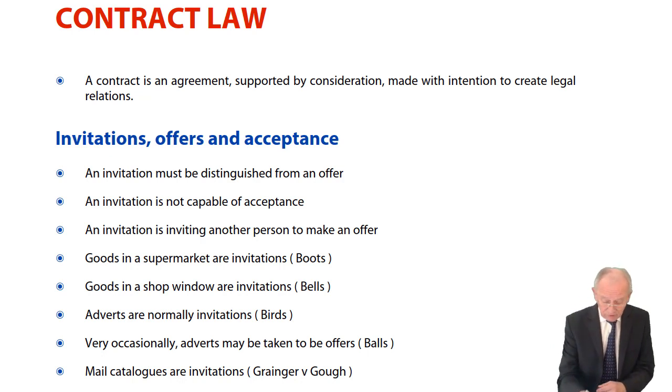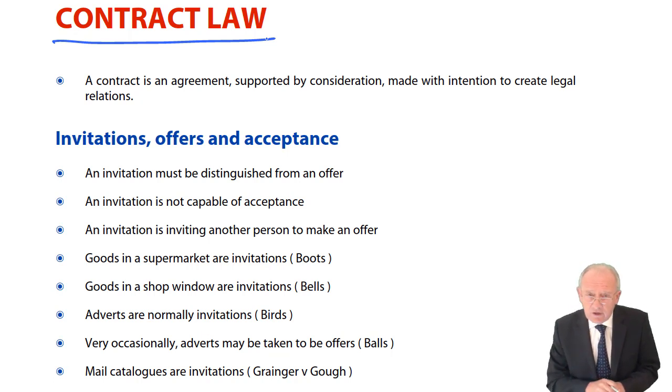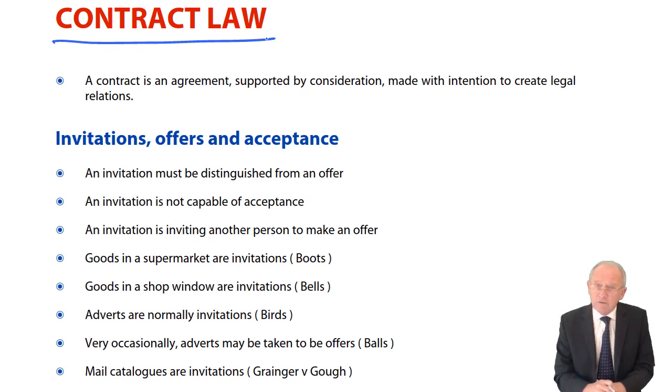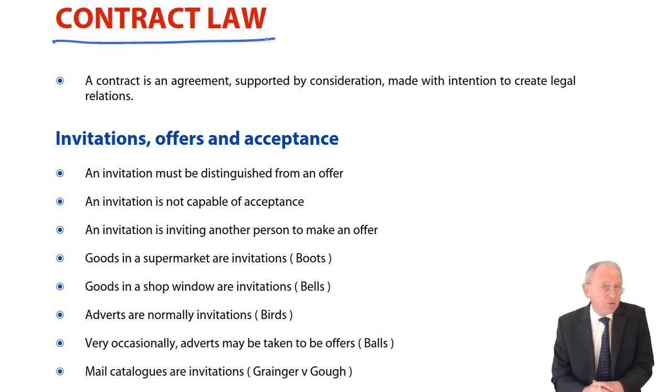So, we're into contract law here, and contract law is obviously the law as it relates to contracts, but we need to know what a contract is. A contract is an agreement supported by consideration made with intention to create legal relations. It's an indication of one's willingness to be bound upon certain terms and the acceptance by somebody else of their willingness to be bound upon these specific terms. So that's what a contract is. It's an agreement, first of all, supported by consideration, a major point, made with intention to create legal relations.